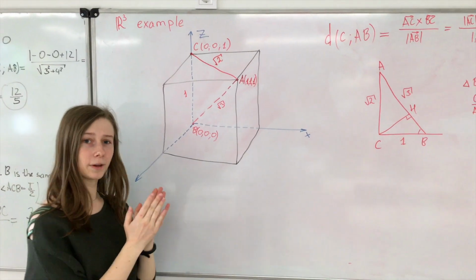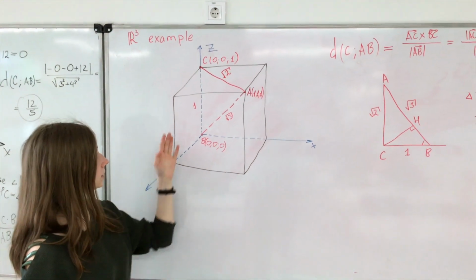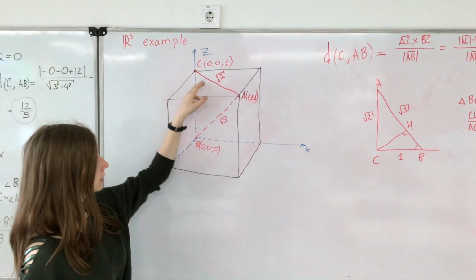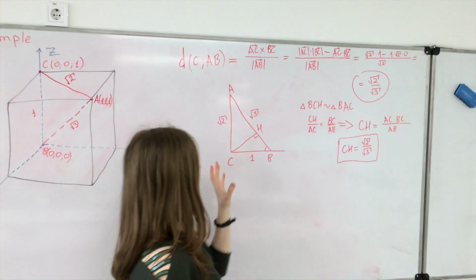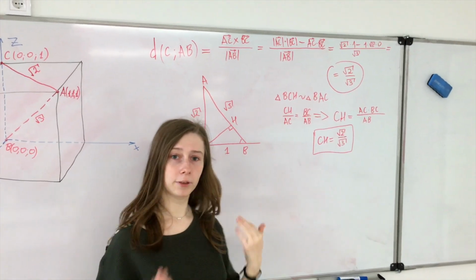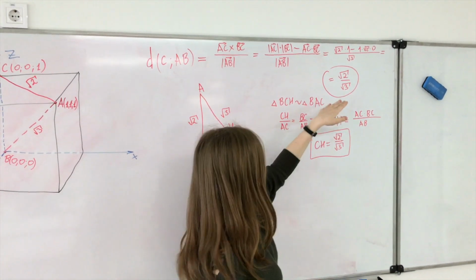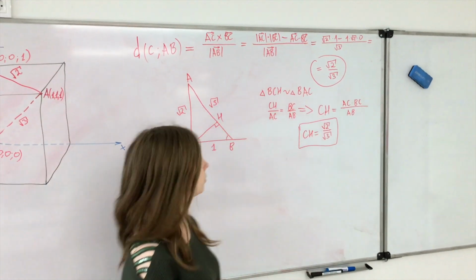So let's continue with an example in R3. Assume that we have such a cube with points C, A, and B, and we want to find the distance between point C and diagonal AB. Let's first calculate the distance between C and AB with the formula from the theory part. We did the same calculation as in the previous example, and we got square root of 2 over square root of 3. Now let's check our result.